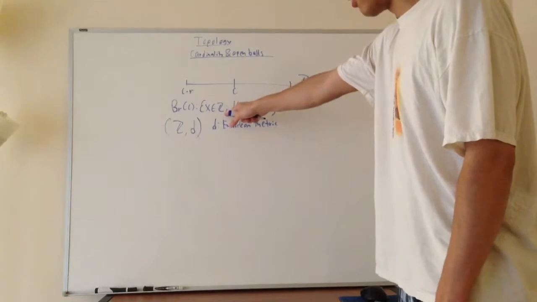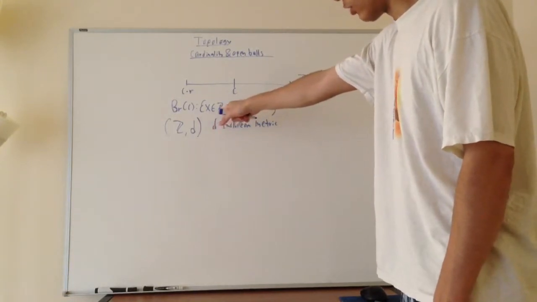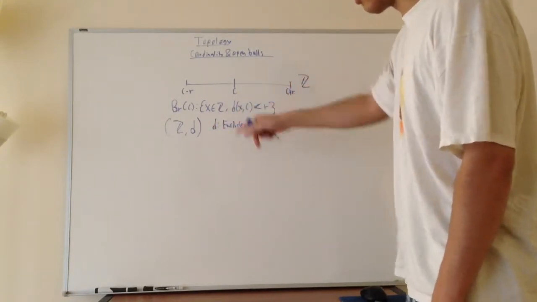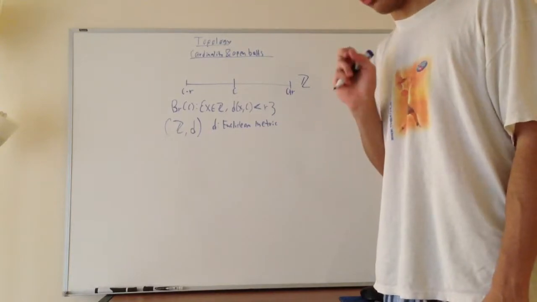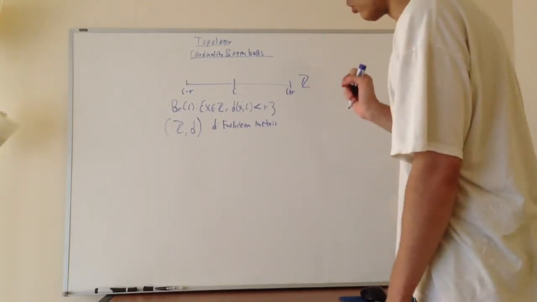Remember our definition of an open ball: a ball is centered around a point C, such that x is a member of the set, and we're going to say the integers is our set for now, and the distance is less than some radius r. And remember that the distance is always dependent on the metric you choose. So let's just get right into it.